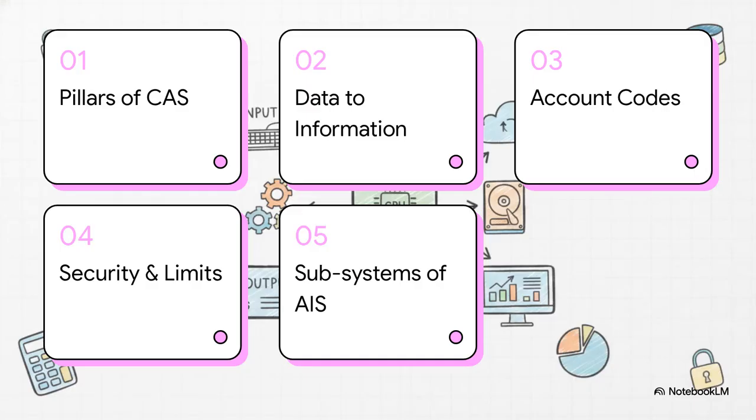So here's our roadmap for today. We'll start with part one, the pillars of digital accounting. Then we'll look at turning data into information, followed by the language of account codes. After that, we're going to examine system security and limitations. And finally, we'll wrap the whole thing up with the subsystems of the accounting information system. We're literally building this understanding from the foundational pillars right up to the working limbs.